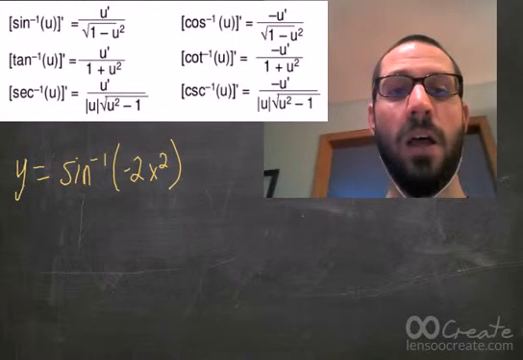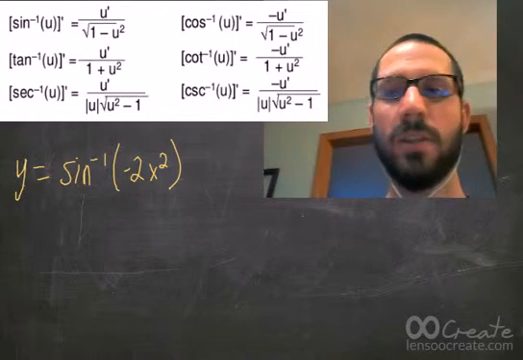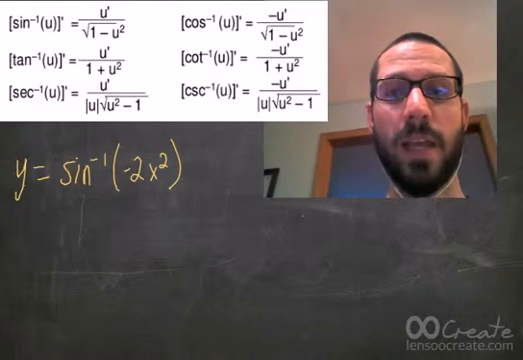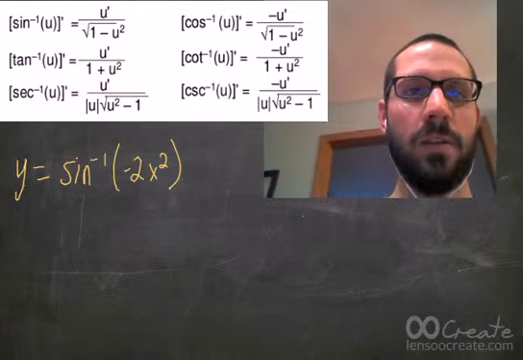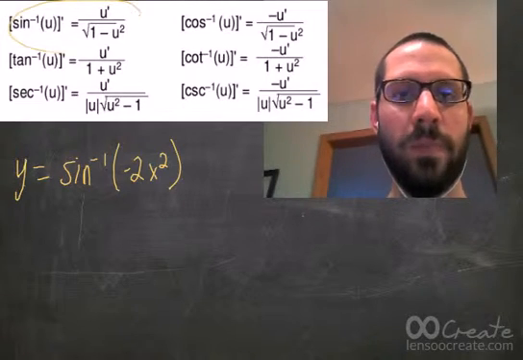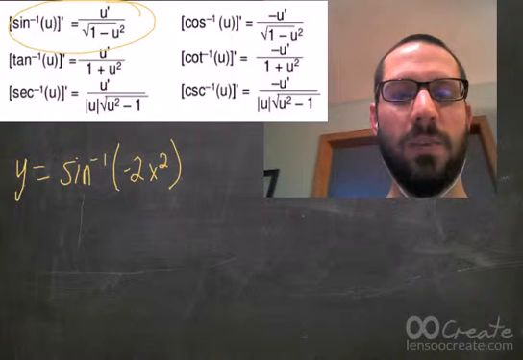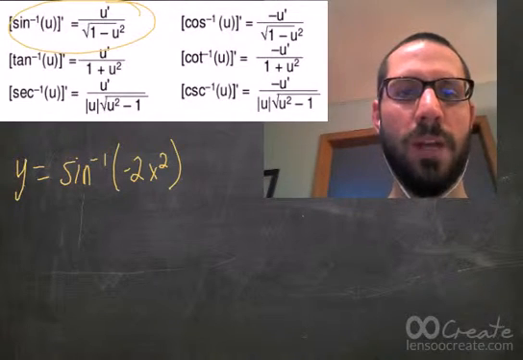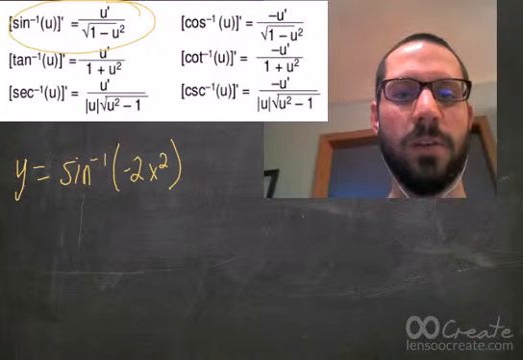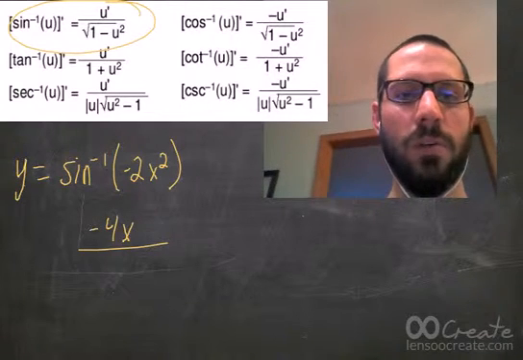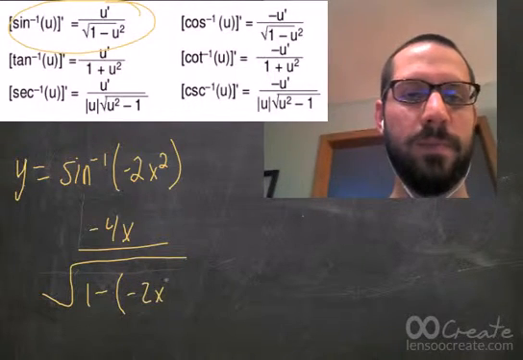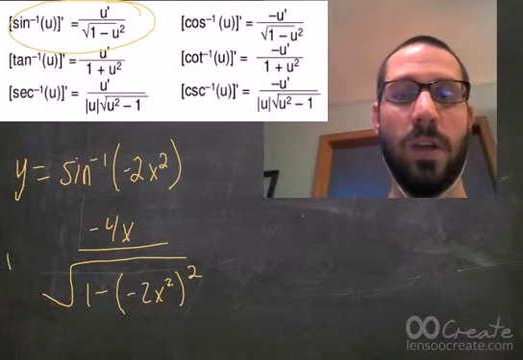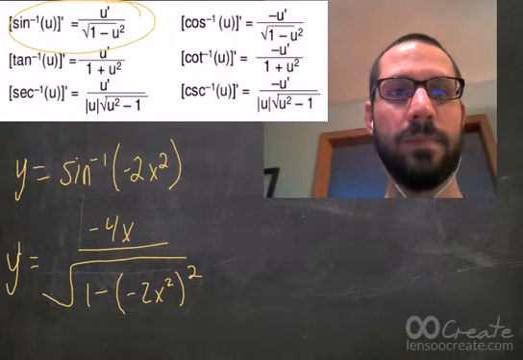Now also keep in mind, I am putting parentheses around the negative 2x squared, just to remind us that there's nothing being multiplied in here. It's the sine inverse of negative 2x squared. So we've got our sine formula here. Our u is negative 2x squared, so u prime is negative 4x over square root of 1 minus u squared. Got our second one done.